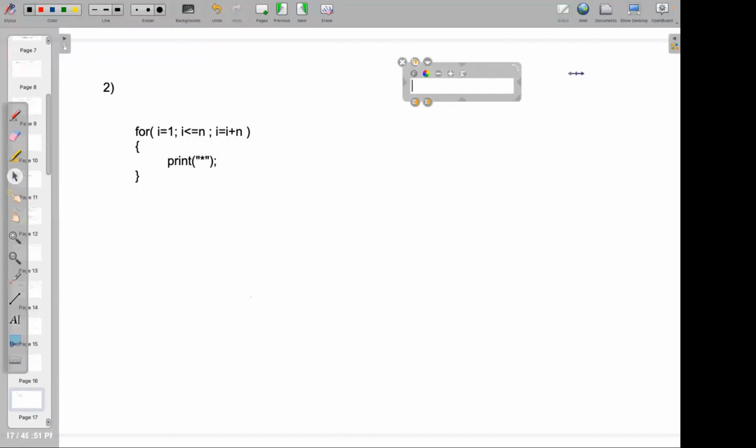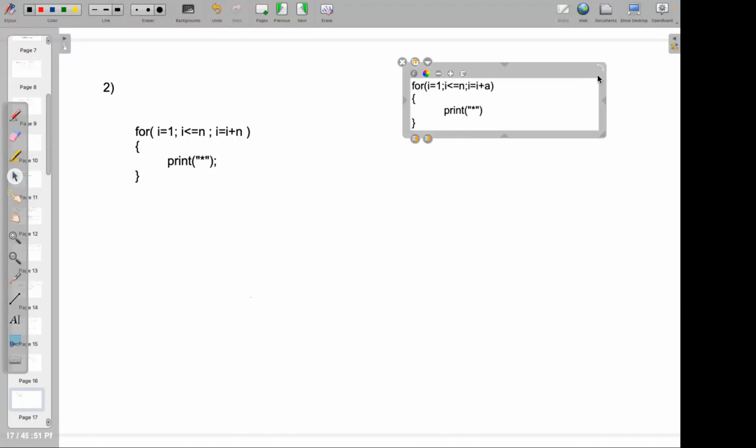So, for I is equal to 1, I less than or equal to n, I is equal to I plus a, what does it mean? How many times is this loop executed? Let's say this print statement. I is 1 going till n, but I'm incrementing every time by a, which means this is going to execute n divided by a times, right?